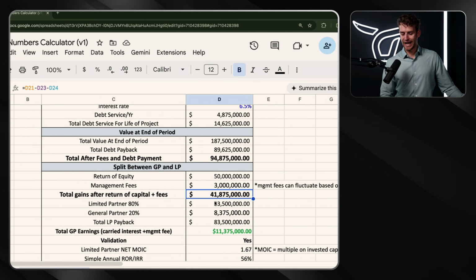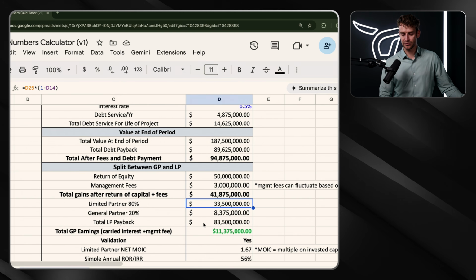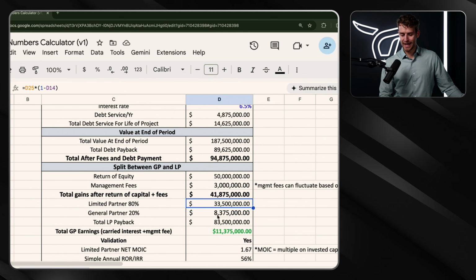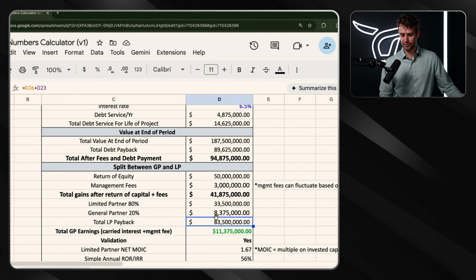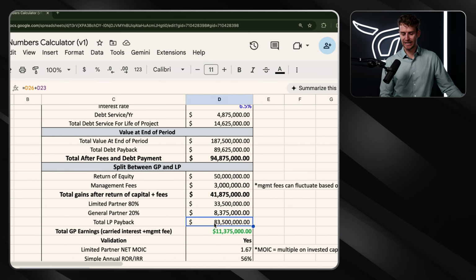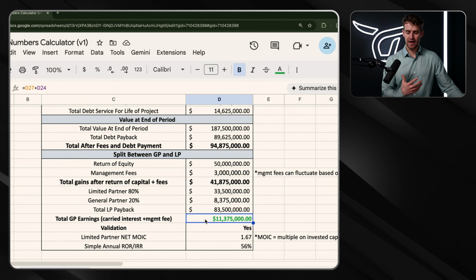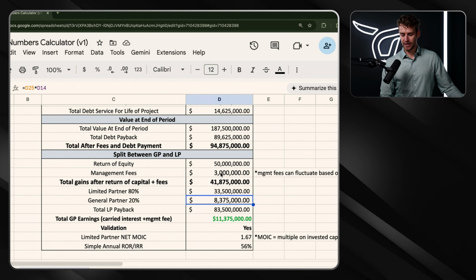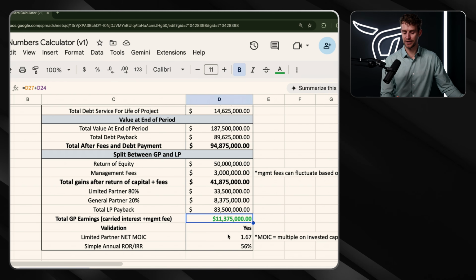We're going to split those 80-20. So 80% to the limited partners. Limited partners made $33 million. The general partner, us, we make 8.3 million just on this. So total LP payback, if you do the 50 million plus 33, is 83 million. Total GP earnings, look at this. You and me and the fund managers would have made 8.3 plus 3 million, which would be 11.3 million bucks. Not bad. There's a reason why fund managers are usually pretty wealthy people.